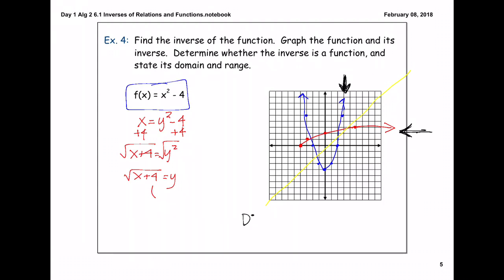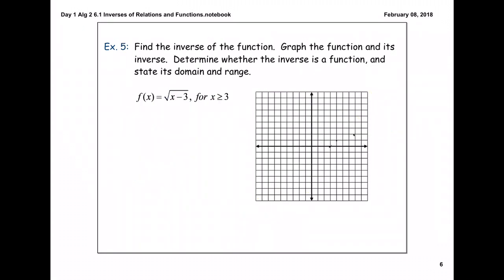When we talk about the domain of our relation, we want all the x values. Negative 4 is less than or equal to x, so we want all the x values greater than or equal to negative 4. When we look at our range, we want to look at our y values, and we want all the y values that are greater than or equal to 0, because our red graph is above 0.